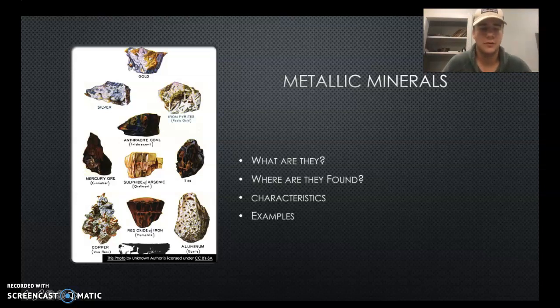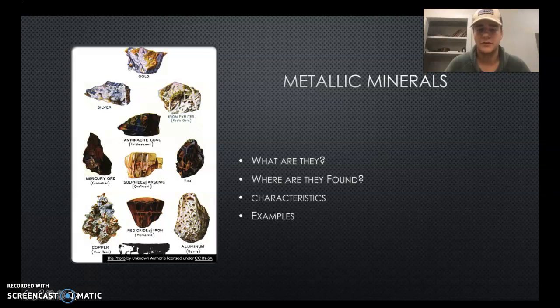All right, so first off, we're going to talk about metallic minerals. So what exactly are they? Well, the basic definition of a metallic mineral is that metallic minerals have metal in their raw form. So when they're found and discovered, they have metals within them, metal elements to be exact.